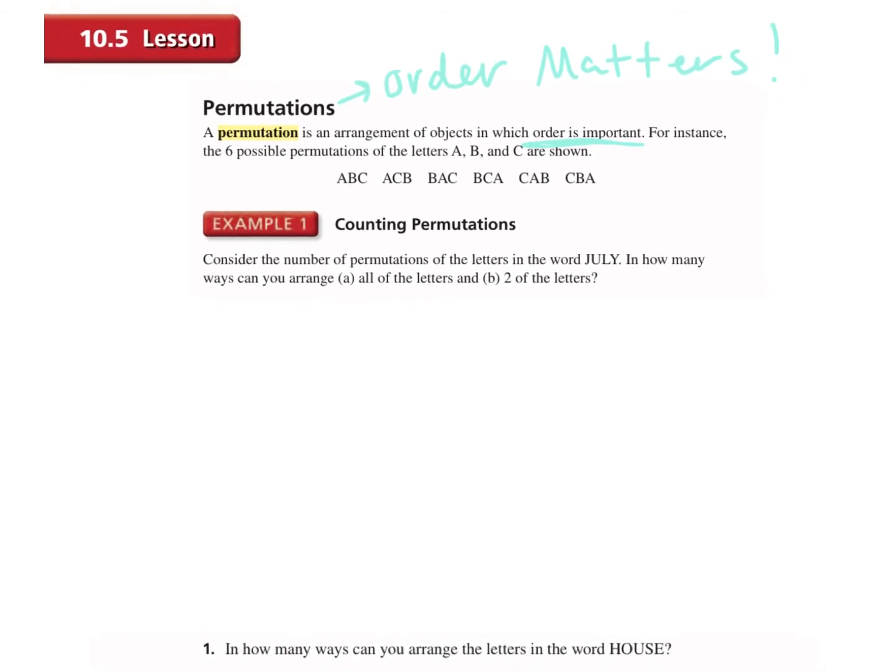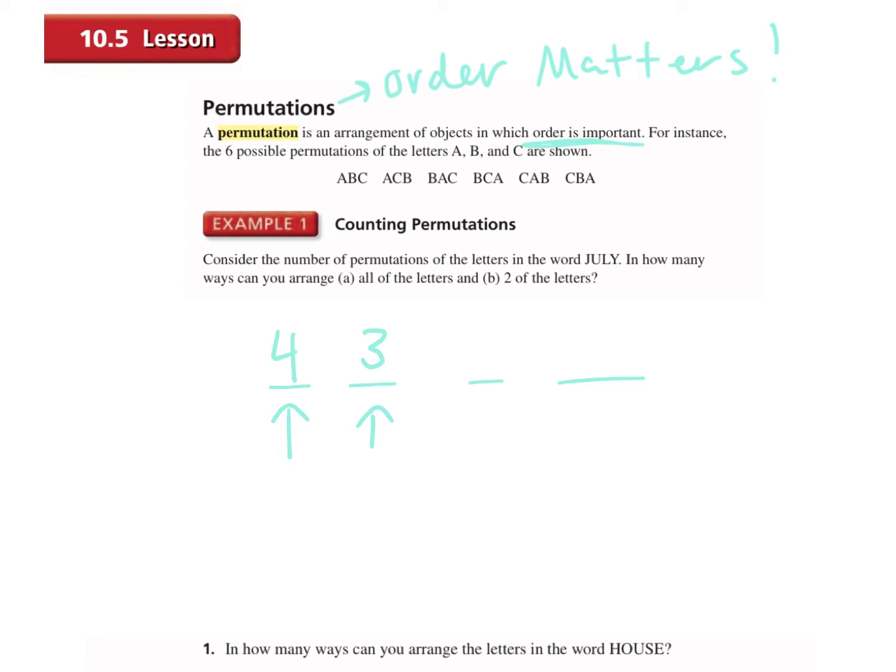Example 1 says, consider the number of permutations of the letters in the word July, and how many ways can you arrange all the letters? In the word July, there's how many letters? 4. How many different possible letters can we put first? 4 different possible ones. We can put J first, U, L, or Y. Let's say we put J first. How many different possible letters can we put second? 3, because then we only have U, L, and Y left. Let's say we put U second.